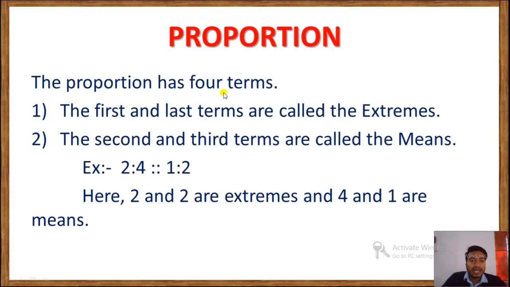Now, a proportion has four terms. Here you can see 1, 2, 3, 4. The first and last terms are called extremes, that means this one and this one. Whereas the second and third terms are called means. So here you can see 2 and 2 are the extremes, and 4 and 1 are the means.